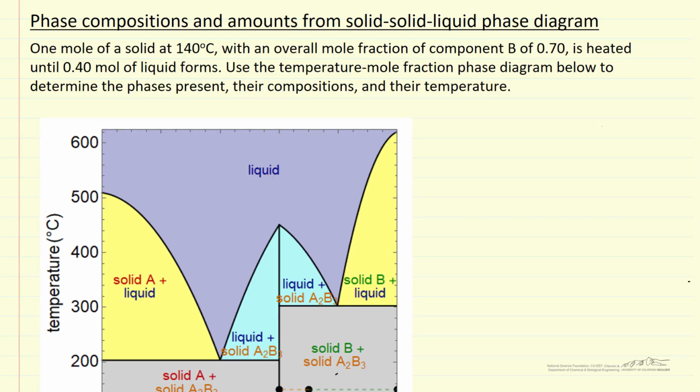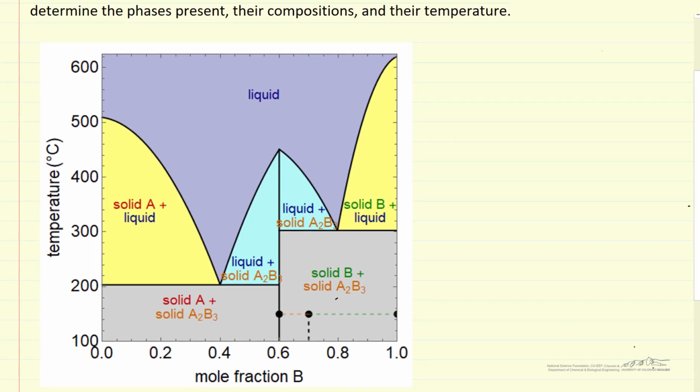In this problem, we're given that we start at 140 degrees C with an overall mole fraction of 0.7. I'm going to raise the temperature and keep adding energy until we have 0.4 moles of liquid. So if we look at the diagram, we're starting here. We have to at least get to this temperature, which is slightly above 300 C, to start forming liquid.